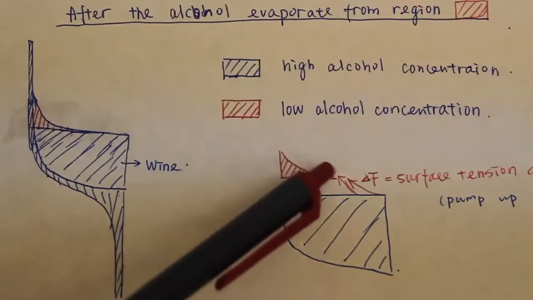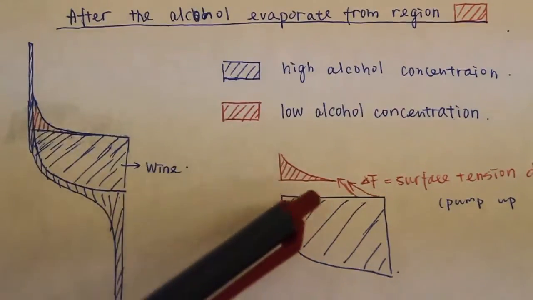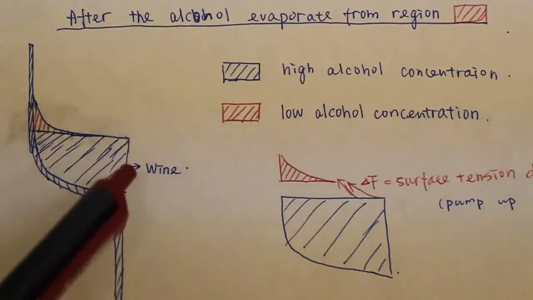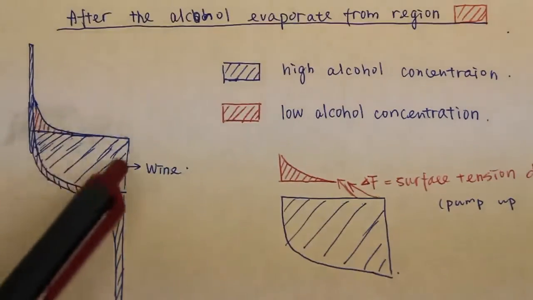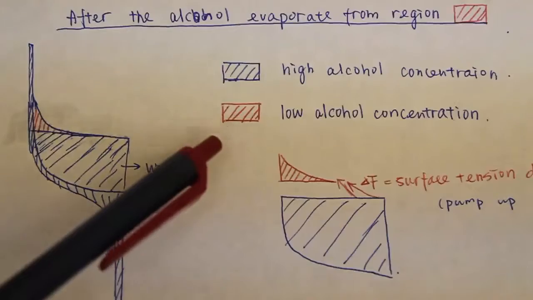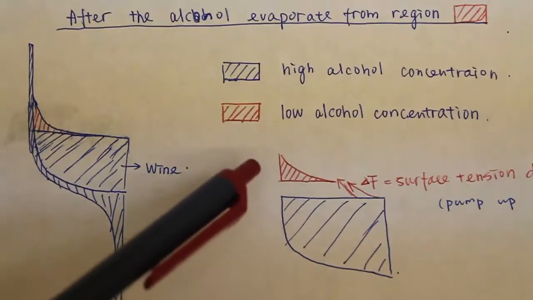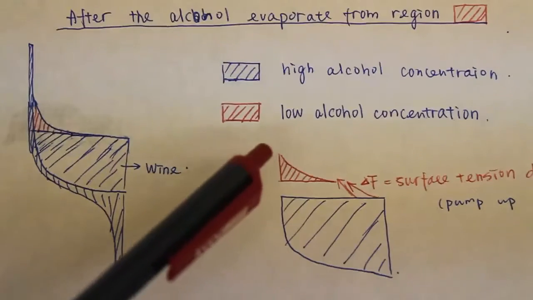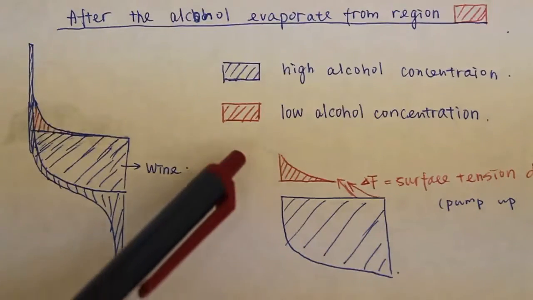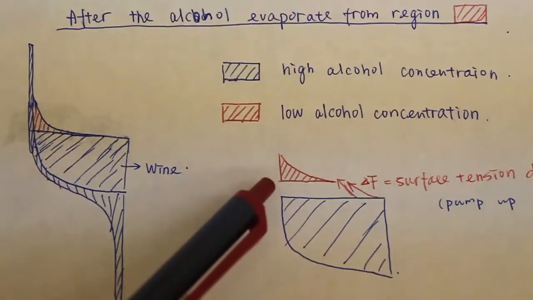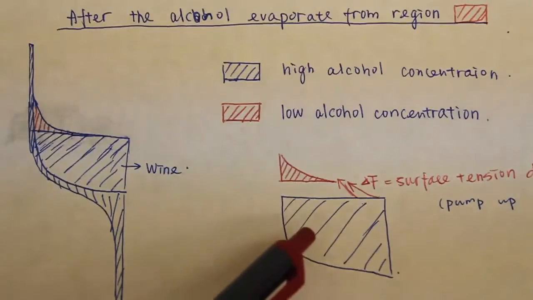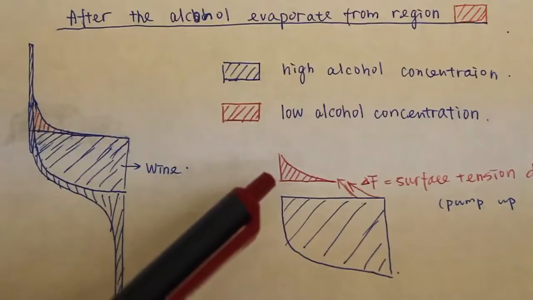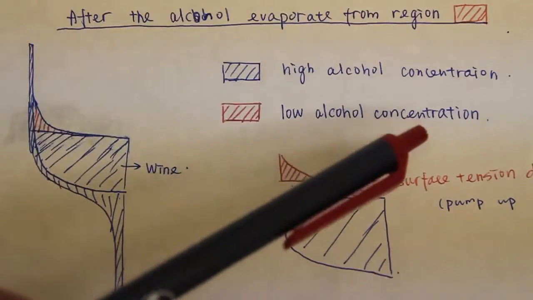Let's consider the wine body as 2 separate regions, shown in this diagram. The red region is the curved region right beside the glass wall, and the blue region is the wine body down here. The red region is much thinner than the blue region, so it is much easier for the alcohol inside the red region to evaporate. So the red region is more likely to become the low alcohol concentration region.